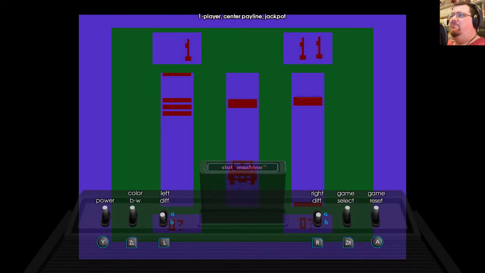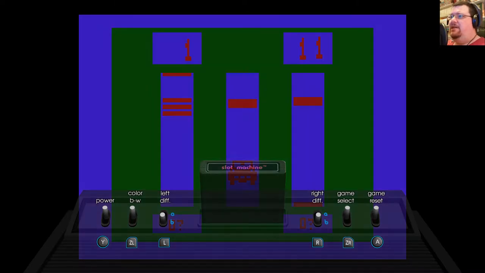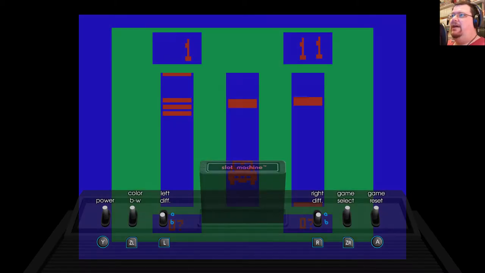Alright, so we begin with game 1, which is one player, centre pay line, jackpot. So you can only win if you get a jackpot combination on the centre line. So in theory, it's quite difficult to win in this mode. So, game reset.